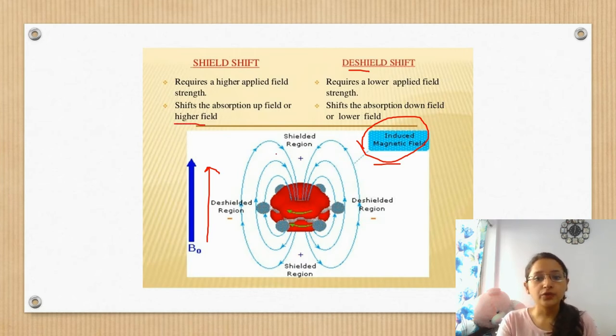One has to keep in mind what the de-shielded region, the upfield or the low field, means. Lower field means that the chemical shift has a higher value, but higher field means that the chemical shift value is low. So one has to keep this in mind, so as not to get confused with these terms.